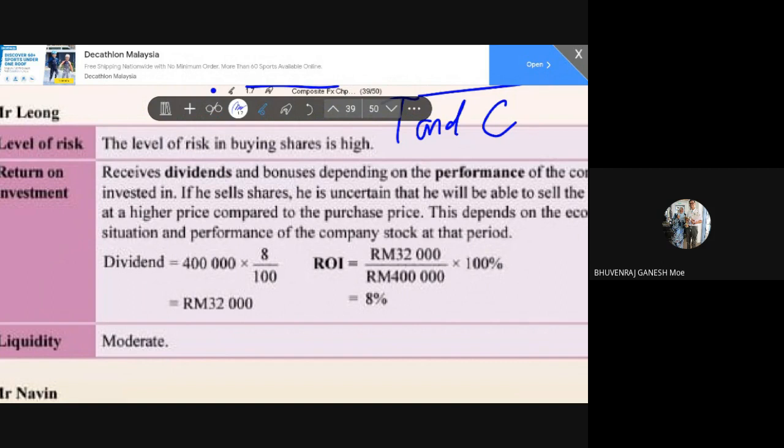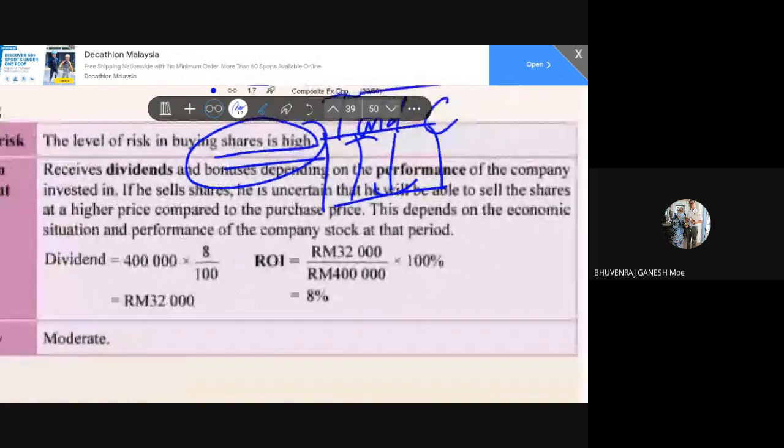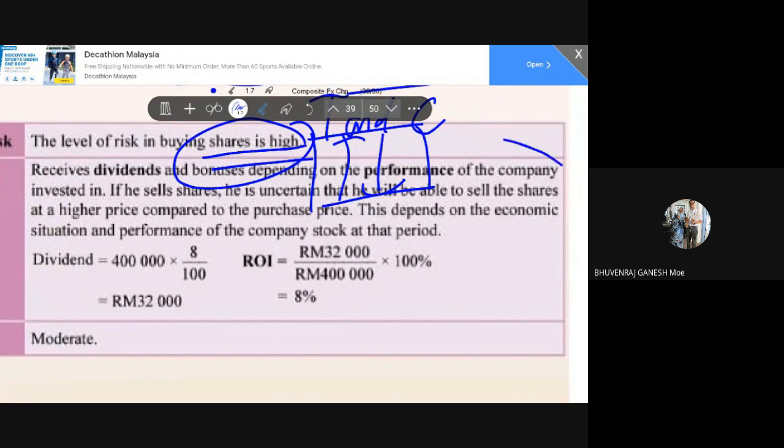Okay, good. So Mr. Leong, buying shares, the risk is high because we learned earlier that the price always fluctuates. Remember, shares are always up and down. Return on investment is receiving dividends based on the performance of the company. So the amount of money he gets solely depends on the performance of the company. If this drops, then he's gone. If he sells shares, it is uncertain that he will be able to sell at a higher price compared to the purchase price. It depends on the economic situation and the performance of the company.